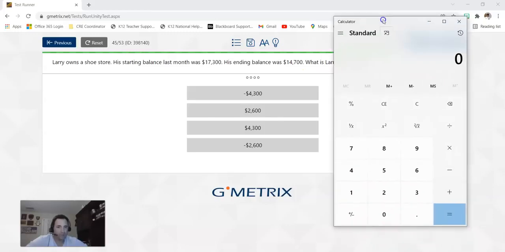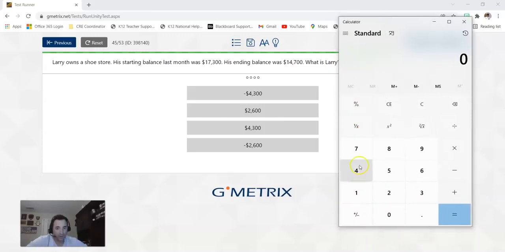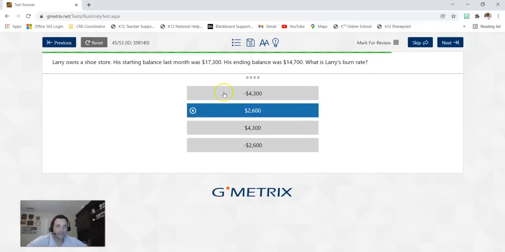So we're going to find out how much money Larry burned through. So he started out with $17,300, and we're going to subtract $14,700, and that's what he ended up with. So he spent $2,600, and that's how you figure out the burn rate. The starting balance minus ending balance.